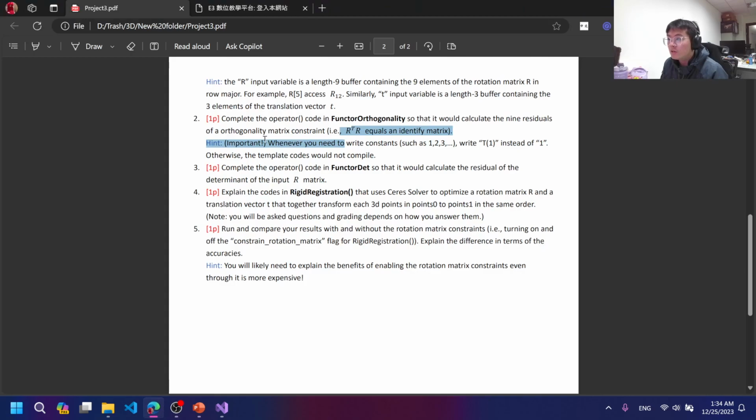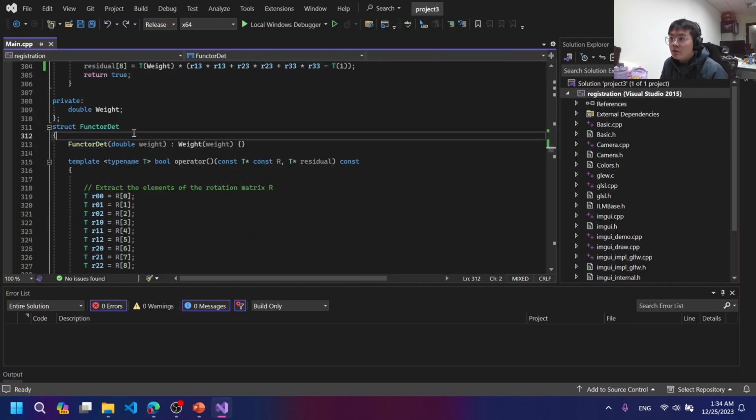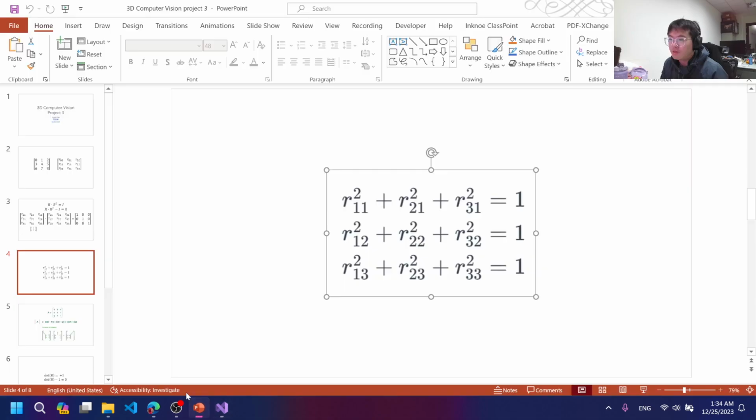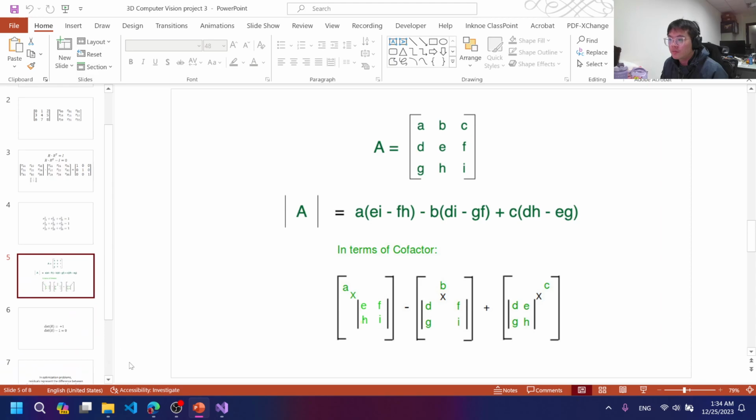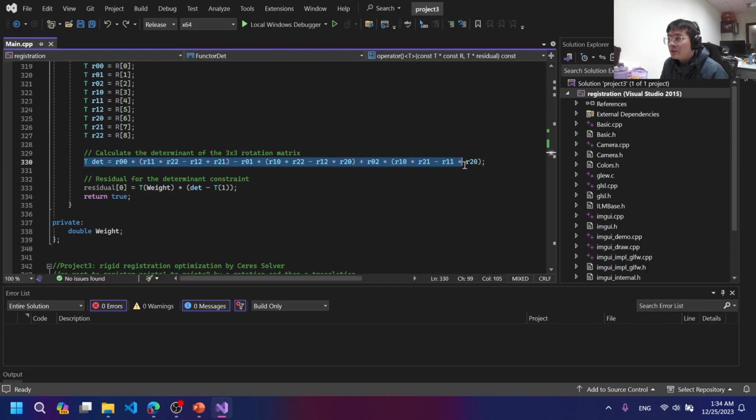Now let's look at the third question. It says complete the operator code in functor det so that it can calculate the residual of the determinant of the R matrix. Functor det is here. What I did here is the basic maths formula. This is how we calculate a determinant. I just applied that very same formula which I showed you. And at the end, for calculating the residual, I had to subtract 1.